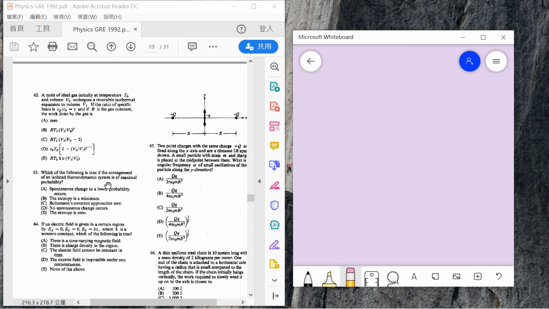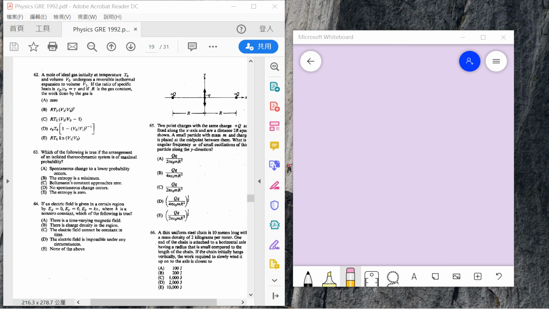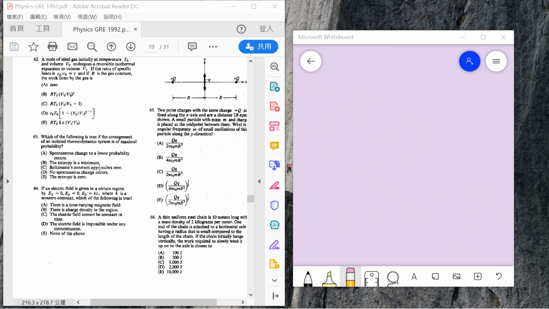63, which of the following is the arrangement of an isolated thermodynamic system of maximum probability? Okay, so the answer is D. No spontaneous change occurs. This is somewhat common sense, because if the isolated thermodynamic system gets to maximum probability, then it becomes like equilibrium. So no spontaneous change occurs. If a spontaneous change occurs, then that means it's not the maximum probability. Okay, so 64.